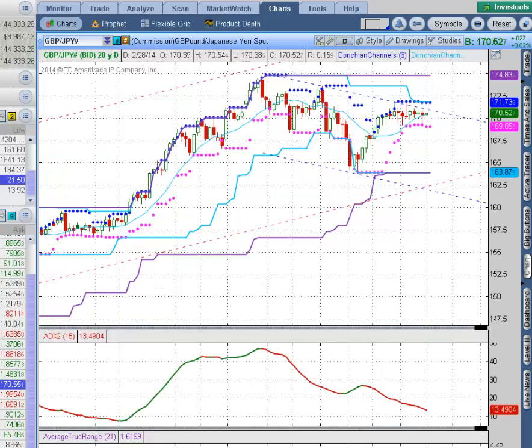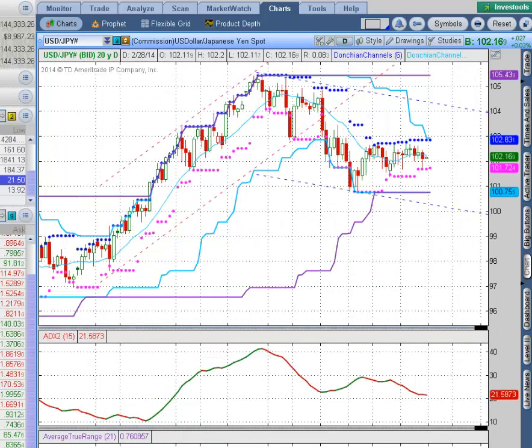This is the pound yen. It's in a medium-term uptrend channel, but presently moving down in a short-term downtrend channel. And here's the US dollar yen. It continues to move down in a short-term downtrend channel.